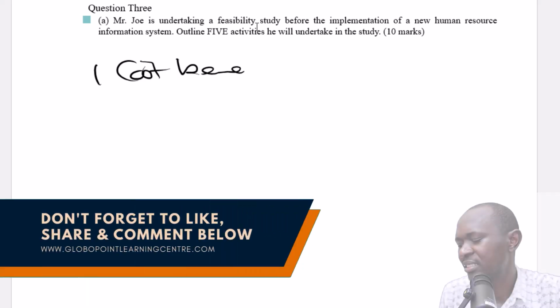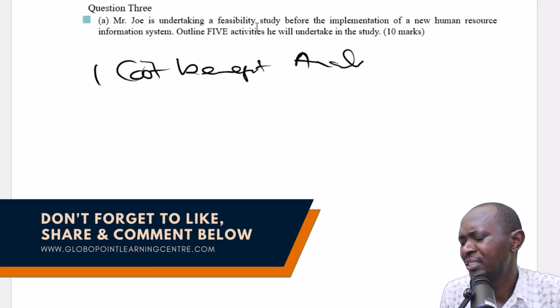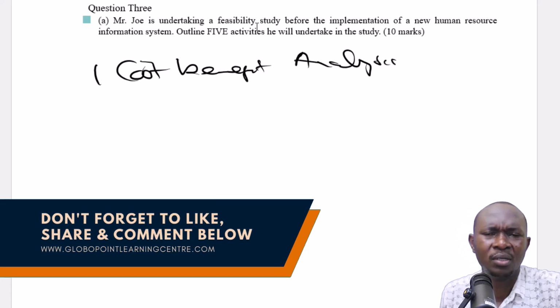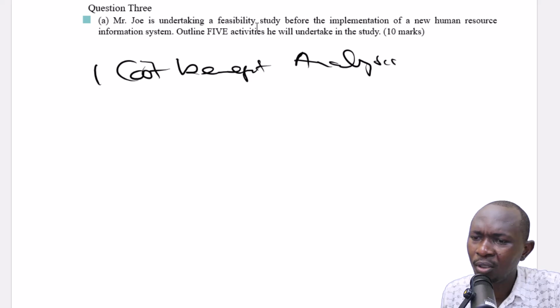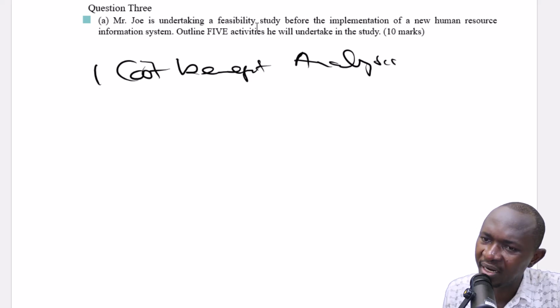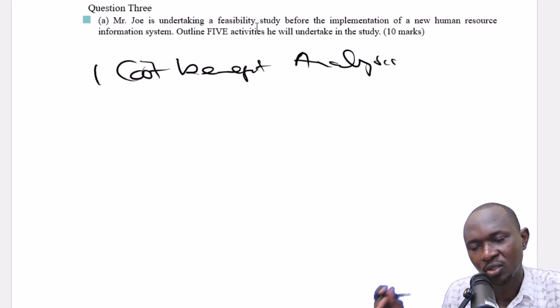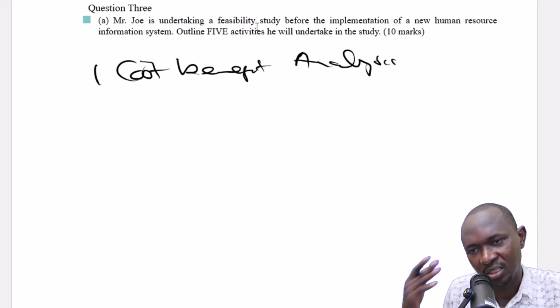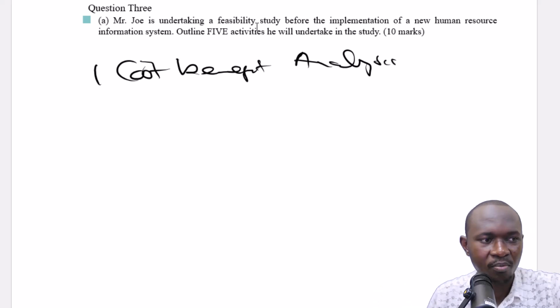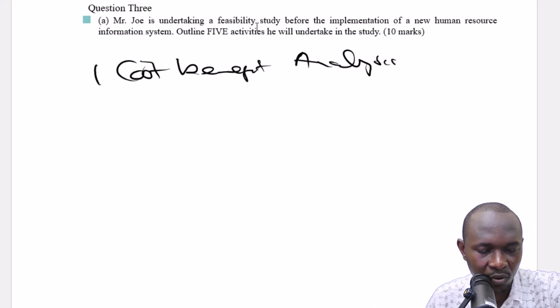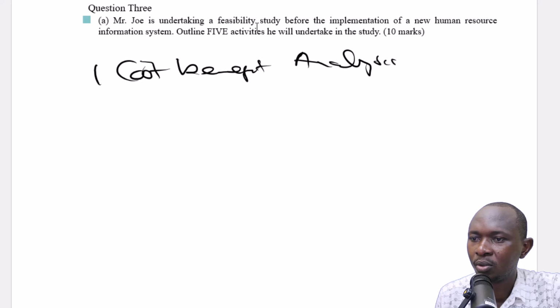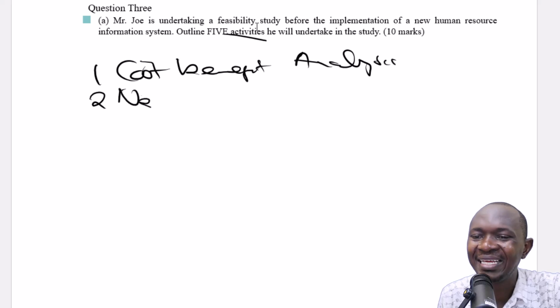Number 1, the cost-benefit analysis. Is it practical? That is the question. It will only be practical if the benefit outweighs the cost, not vice versa. So if the benefits outweigh the cost, it is practical. If the costs outweigh the benefit, it's not practical. So outline 5 activities you'll undertake in the study. 1, cost-benefit analysis. 2, needs assessment.